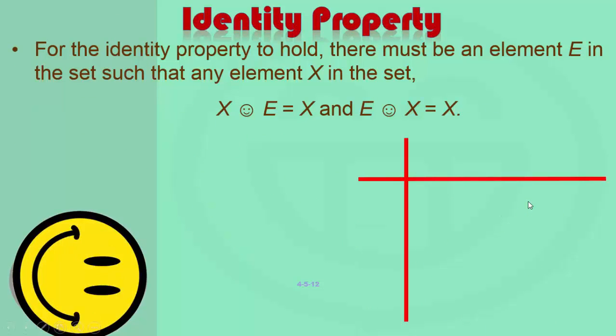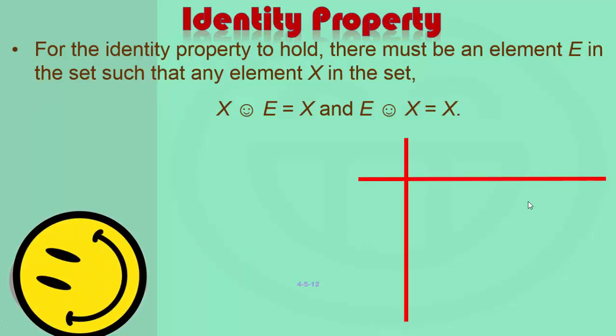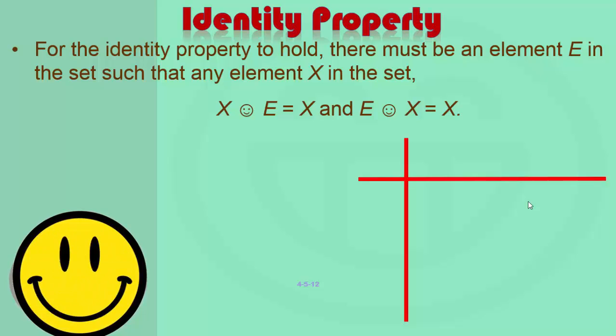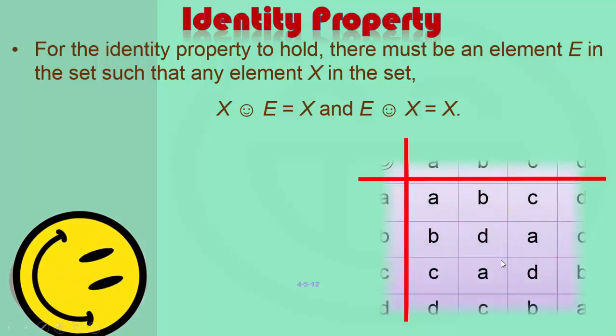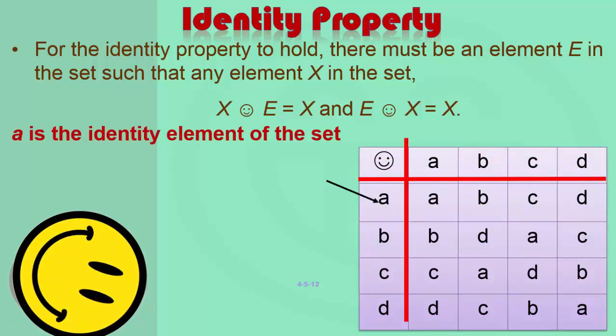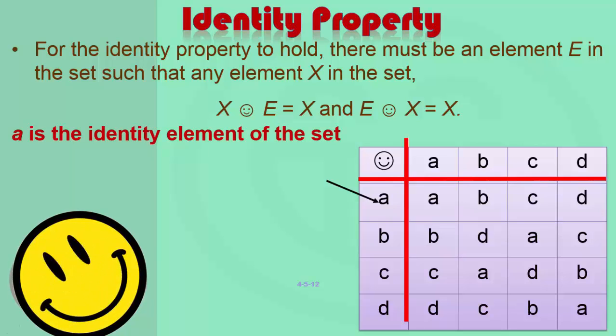The next property we're going to discuss is the identity property. For the identity property to hold, there must be an element E in the set such that for any element X in the set, X ☺ E is equal to X, and E ☺ X is equal to X in our particular case. So let's look at our smiley face operation table. And we see A is the identity element of the set.